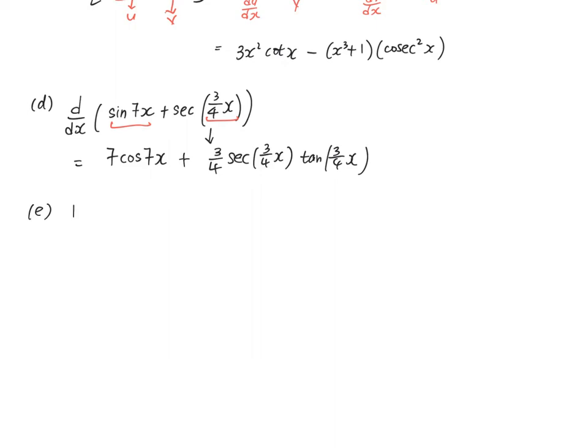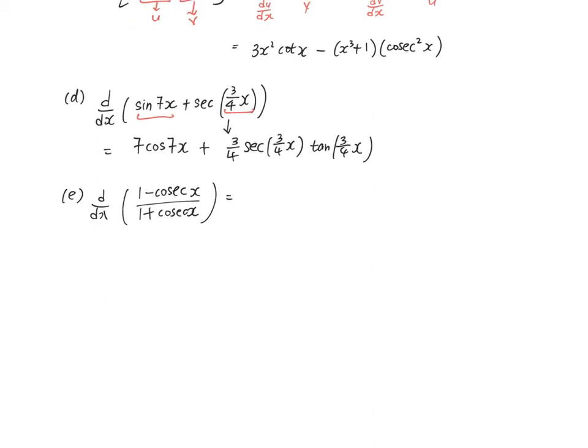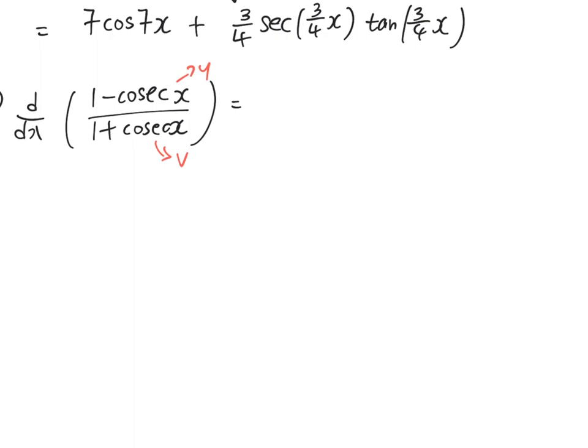Part E, we are asked to differentiate 1 minus cosecant x over 1 plus cosecant x. Looking at it, it looks like a quotient, so I can just use the quotient rule. Differentiating u over v, u die first. If I want to remember the quotient rule, I just remember u differentiate first. There are a lot of ways to go about doing it, and I'm sure your teacher may have covered them with you in class. So I'm just going to show my way.